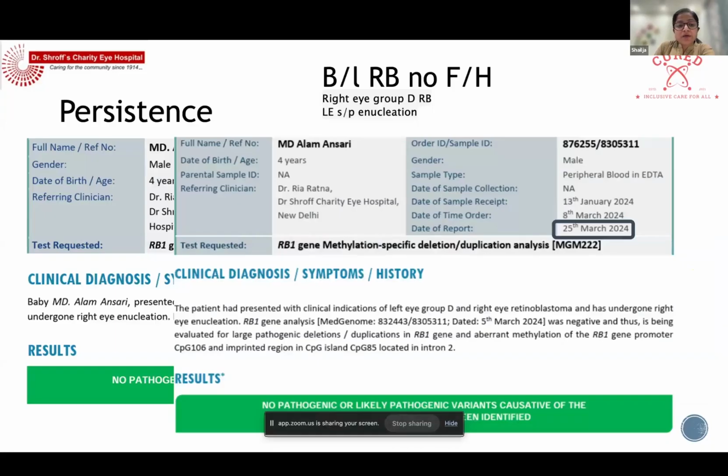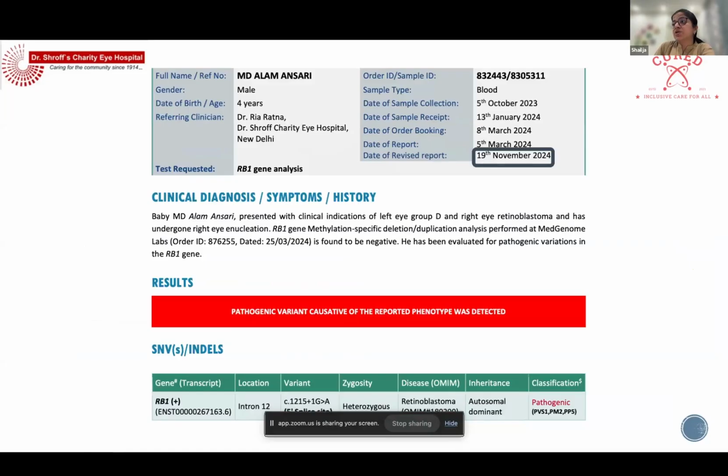This is again, I don't know why my animation is not working here in this slide. So this is again a patient where RB1 sequencing was negative, and I wanted to highlight the date here. In March, first RB1 gene sequencing was done, then methylation, and deletion duplication, both negative. In this patient, we didn't do a whole genome sequencing, but after some time, because in this patient there was no hurry for prenatal testing, after almost 6 months, the sample was sent for reanalysis to the lab, and this time they found it.